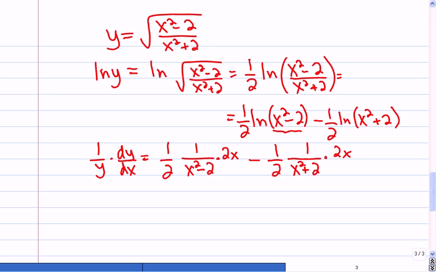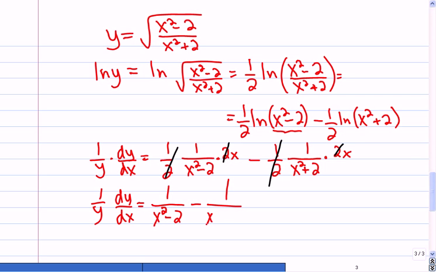Okay, and then I just tidy up what I can. So that 2 and that half would be gone. That 2 and that half would be gone. And 1 over y dy/dx is, let's see here, 1 over x squared minus 2 minus 1 over x squared plus 2. So, x over... oh yes, thank you, I forgot. Getting too excited, I guess. Right, so I forgot these x's right here and here.